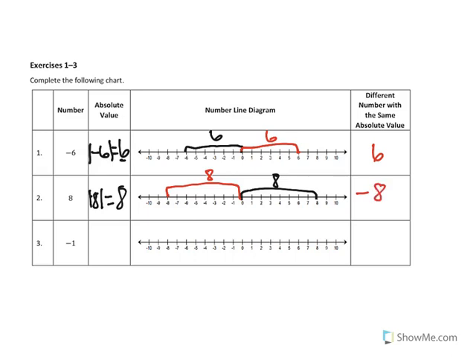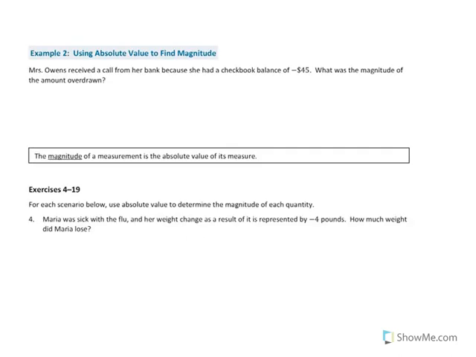Okay? What about negative 1? The absolute value of negative 1, oops, don't make a curve, it has to be a straight line. To go from negative 1 to 0, that's just 1 unit. So the absolute value is 1. Therefore, a different number with the same absolute value should be positive 1. Positive 1 goes to 0, and that is only 1 unit. So that would be positive 1. We're only talking about distance. When we talk about absolute value, we're only talking about distance. All right, moving on. Here's the other thing.